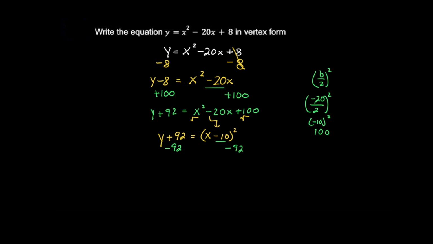Since this 10 is inside the parentheses, I can't actually combine the 10 and the 92 due to the fact that there's an exponent around that set of parentheses. So I'll end up just tagging on the minus 92 to the end after the parentheses, leaving me with x minus 10 in parentheses squared minus 92 as the final answer for this equation in vertex form.